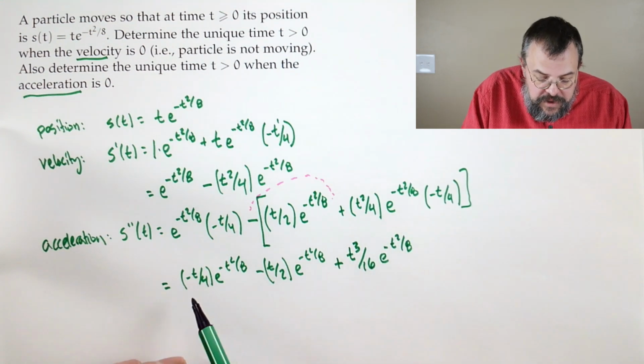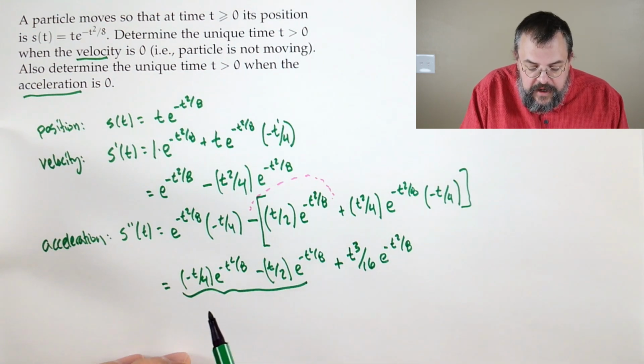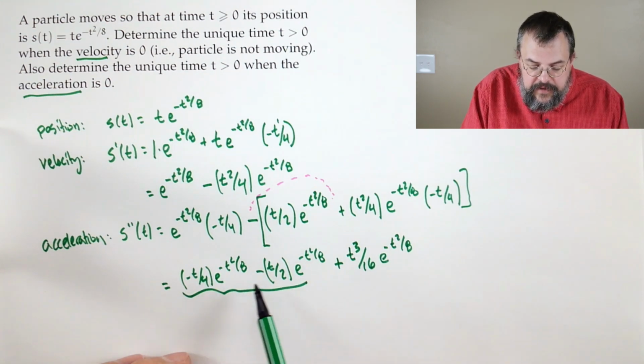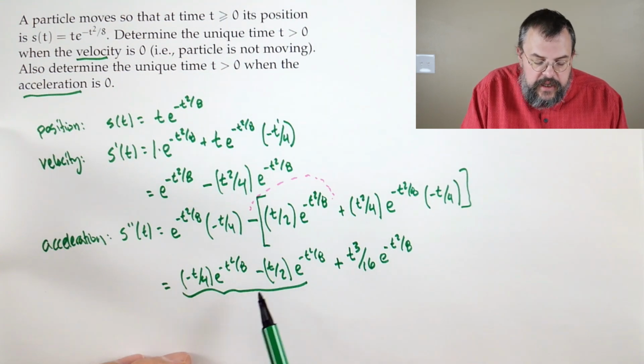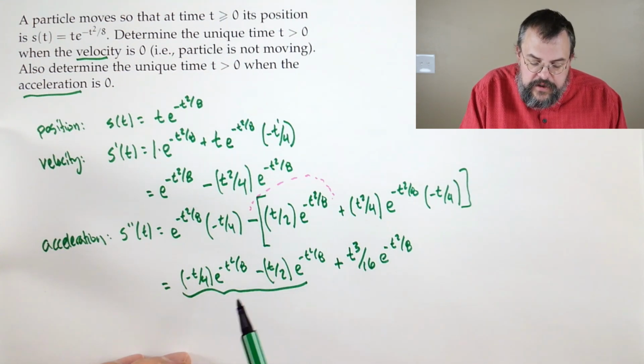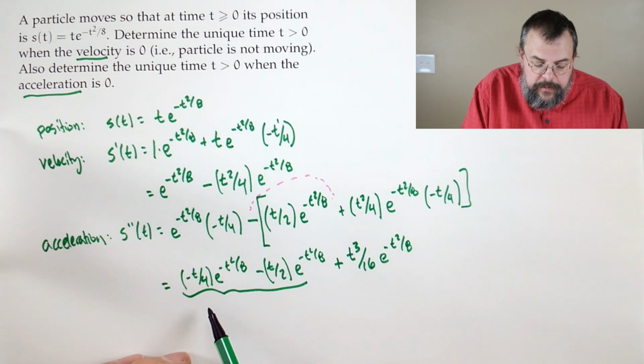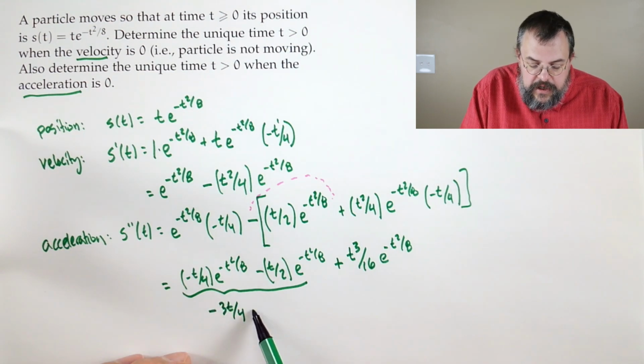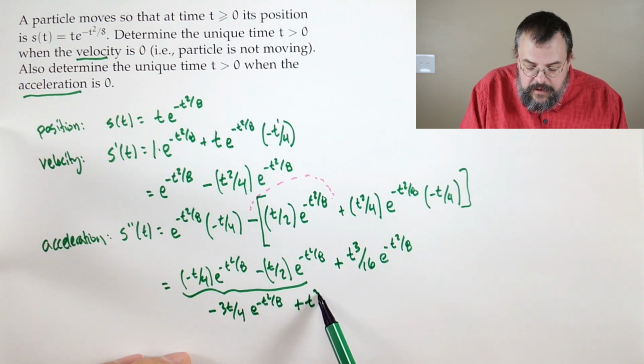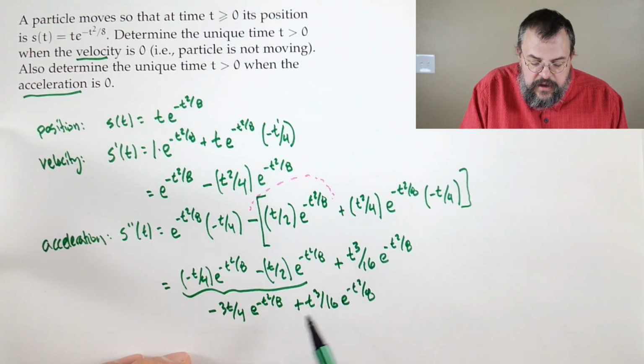Okay, if we put these two pieces together, they both have t over 4, t over 2. And so we can combine. So t over 4, t over 2, both negative. So this becomes a minus 3t over 4, e to the minus t squared over 8, plus t cubed over 16, e to the minus t squared over 8. Okay?